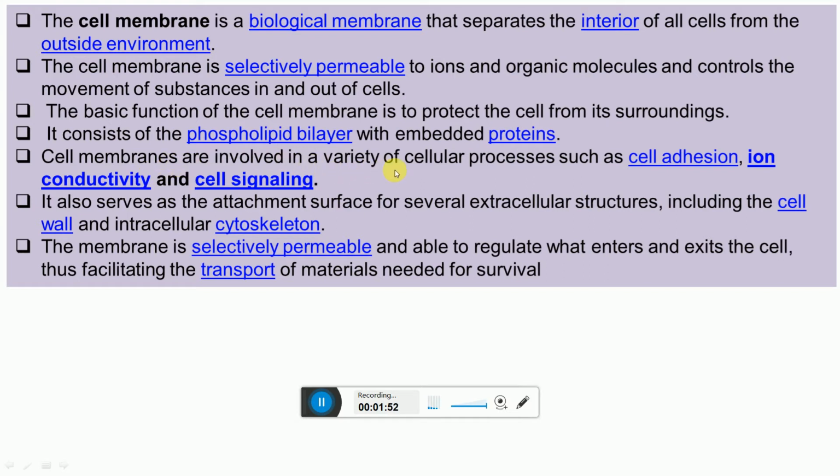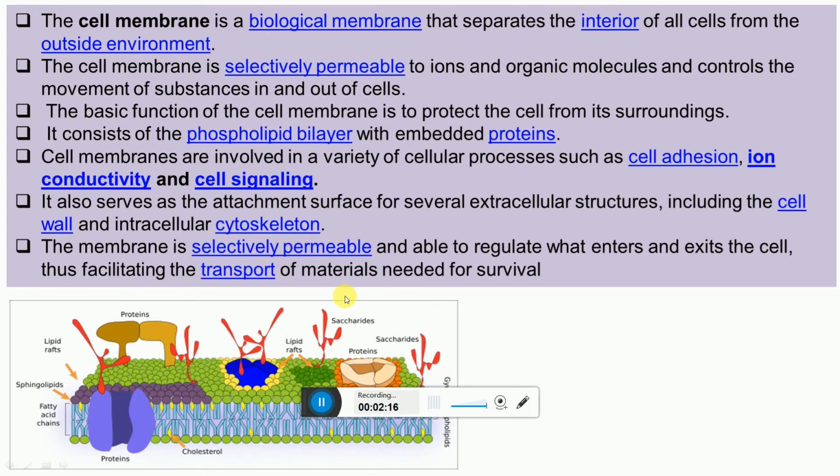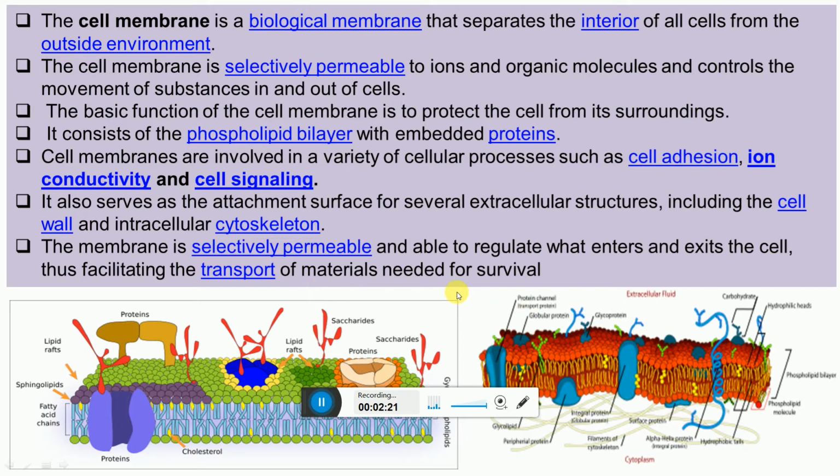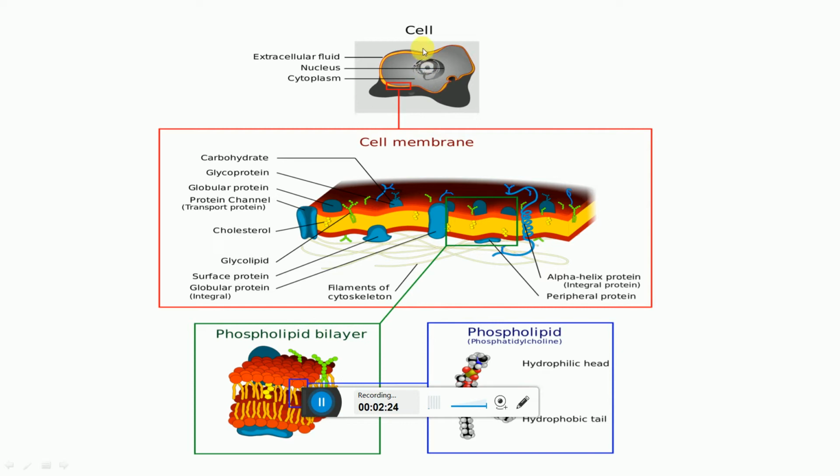Cell membranes are involved in a variety of cellular processes such as cell adhesion, ion conductivity, and cell signaling. They also serve as the attachment surface for several extracellular structures, including the cell wall, and the intracellular cytoskeleton. The membrane is selectively permeable and able to regulate what enters and exits the cell, thus facilitating the transport of material needed for survival. So this is the structure of the plasma membrane. We are going to see the structure in detail now. This is the cell, this is the cell membrane, the phospholipid bilayer, and this is the structure of phospholipids.